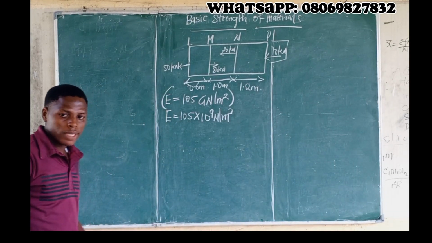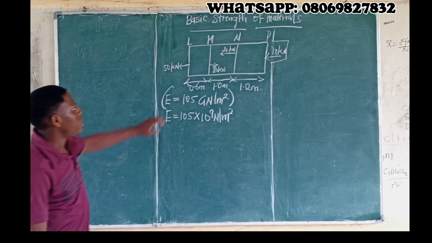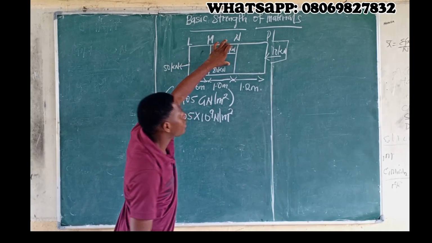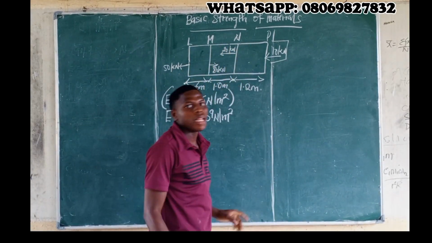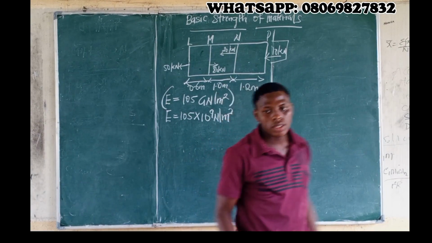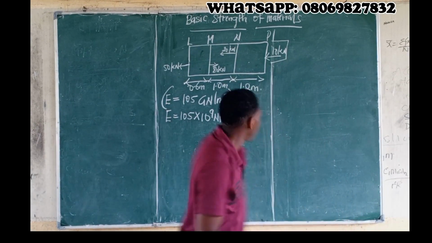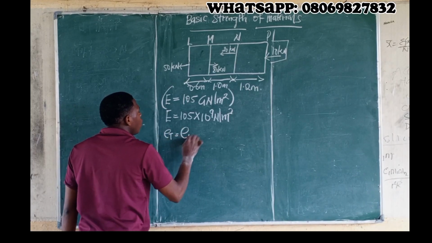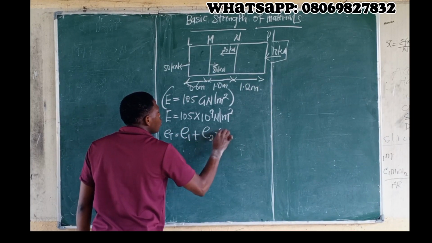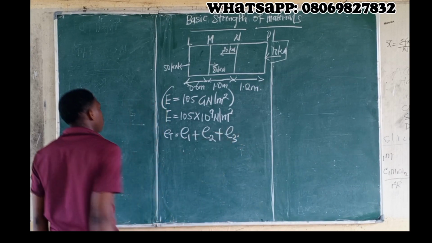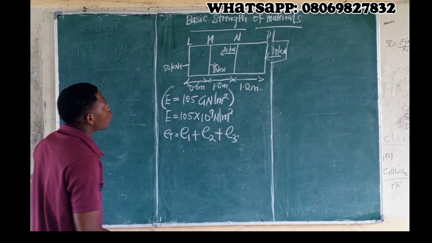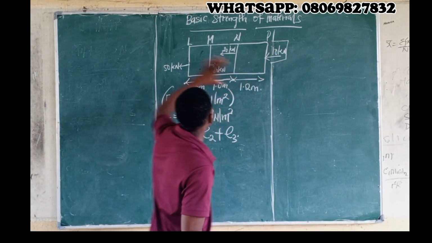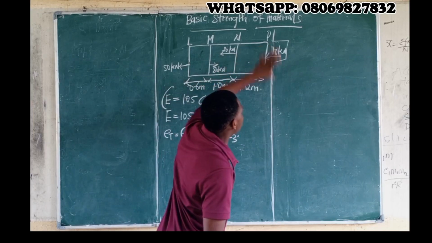We have to find the total extension. That's extension for bar 1, extension for bar 2, extension for bar 3. Now the total extension, ET, is equal to E1 plus E2 plus E3. But what are we going to do first? We are going to resolve this first.